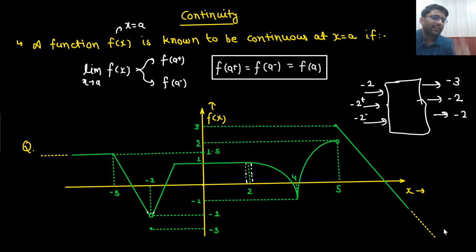Because just before -2 you are giving me a different value, and just after -2 you are giving me the same value as before, but at -2 you are giving me a different value. So he got angry. You got to know that the function is discontinuous.